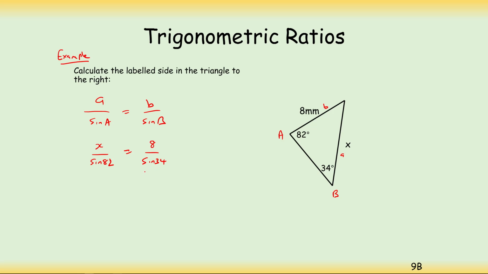And the more you do of these, the less you'll have to worry about labeling the angles. Now if we rearrange this to get x on its own, that's equal to multiplying both sides by sine 82, so it'll be 8 times sine 82 divided by sine of 34, which you're going to check on your calculator for me, and it should give you 14.17. Good. Hit pause, make some notes, and let's have a look at another example then.